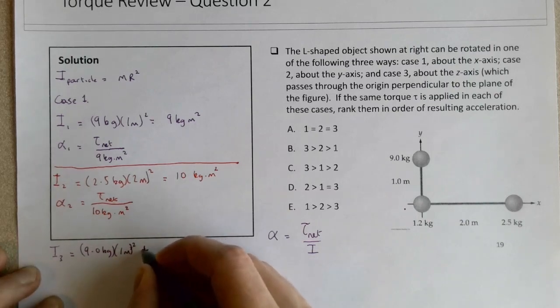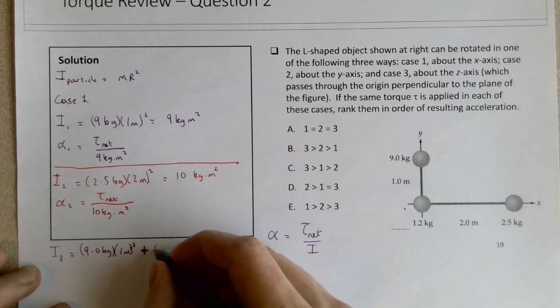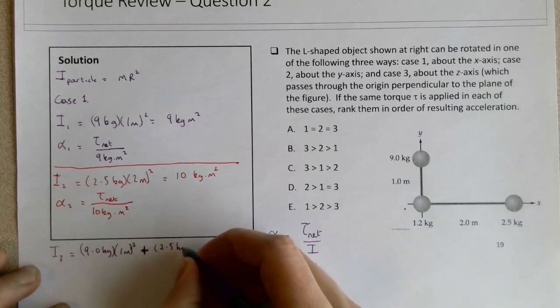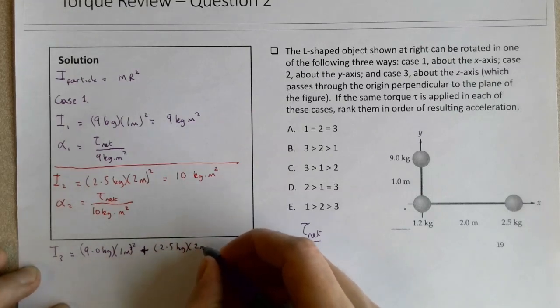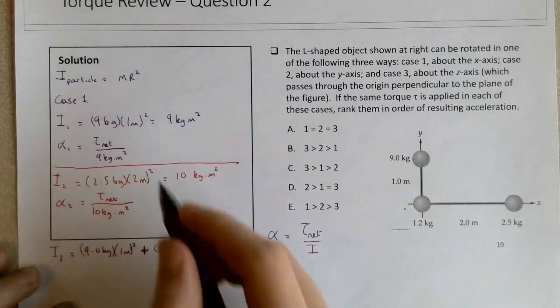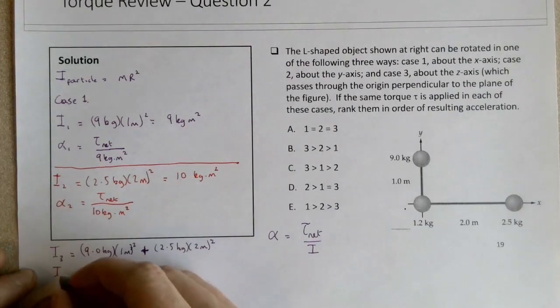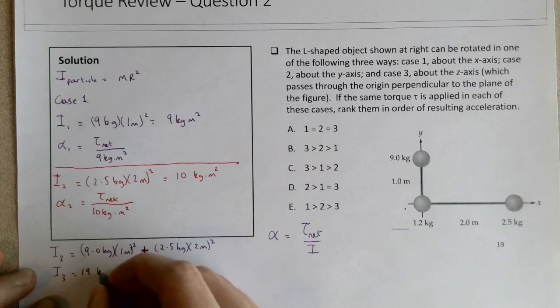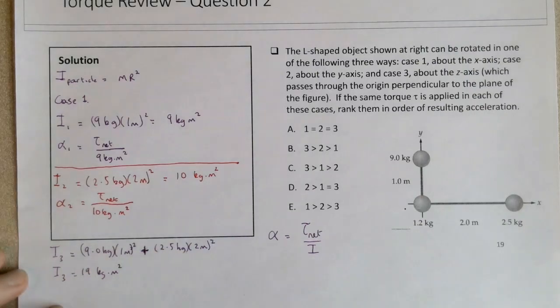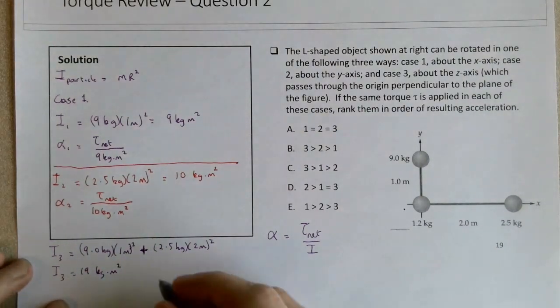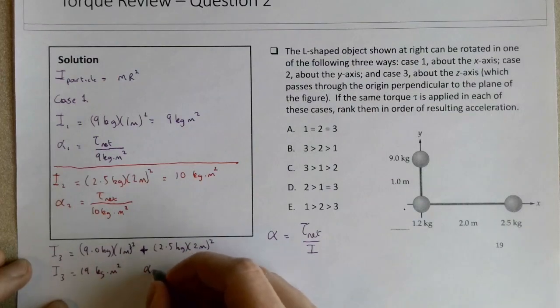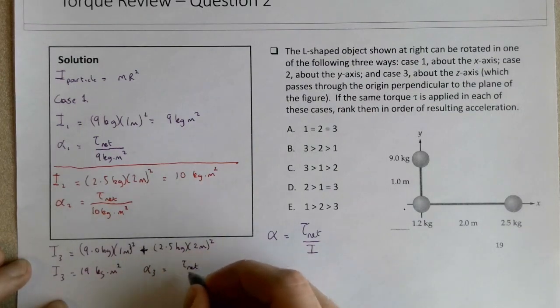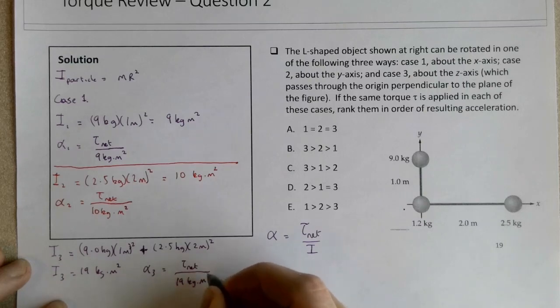Plus the 2.5 kg times the 2 meters all to be squared. So this is basically the sum of these two, which is 19. So this will definitely be the smallest. So alpha 3 would be the torque net divided by 19 kg meters squared.